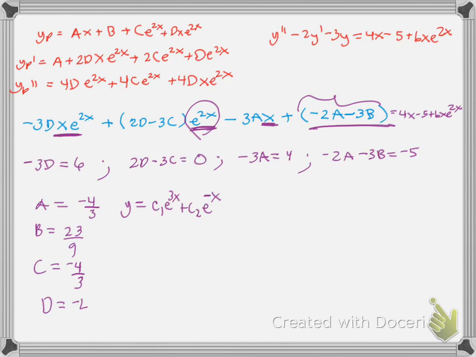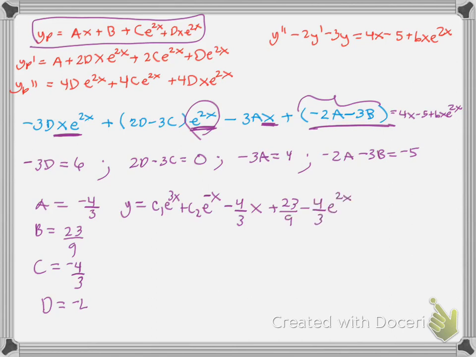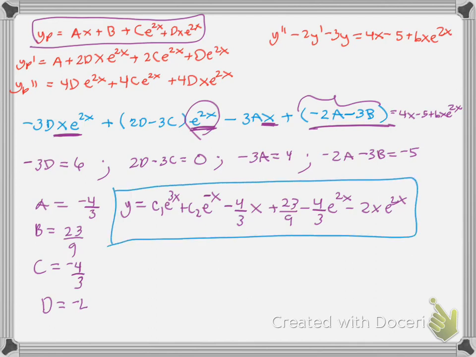Then, going back and filling in our values, it's going to be plus, or A is negative, so let's put minus 4/3 x, B is plus 23/9, C is negative 4/3 e to the 2x, and D is negative 2x e to the 2x. All right, and so we have our final answer. And hopefully that made sense.